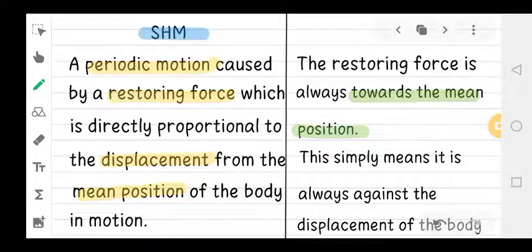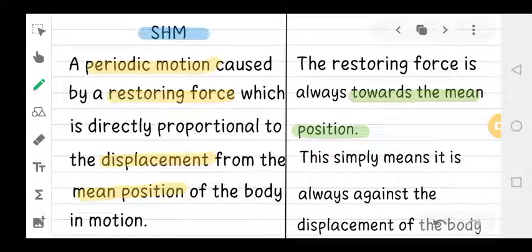So now that we know what a periodic motion is, that is, the motion that repeats itself after equal intervals of time, and we know the properties of a periodic motion, which are frequency, period, and amplitude. Every periodic motion must have these three properties. It can have other properties in addition, but these three must be its properties. So let's look at simple harmonic motion.